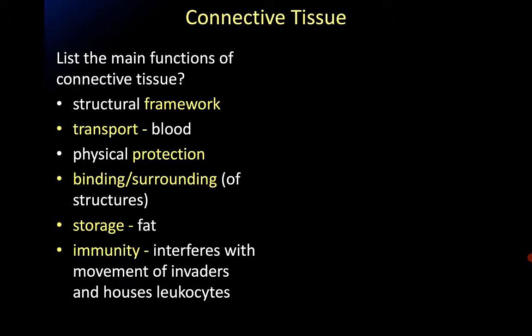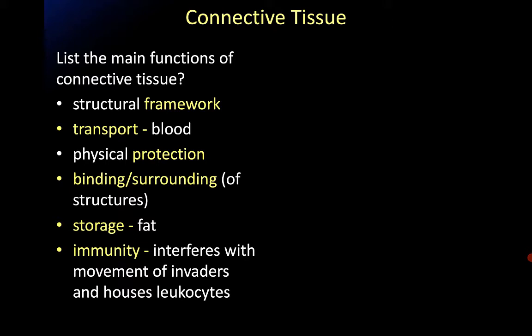Connective tissue can act as a structural framework. Obviously, things like bone and cartilage are great for this. We can transport things with it. Blood and lymph are both connective tissues. Of course, our skeleton can provide physical protection. We can bind structures or surround structures kind of in an envelope with our connective tissues.